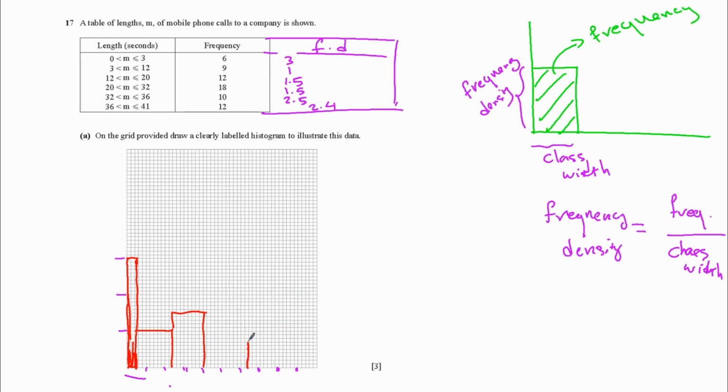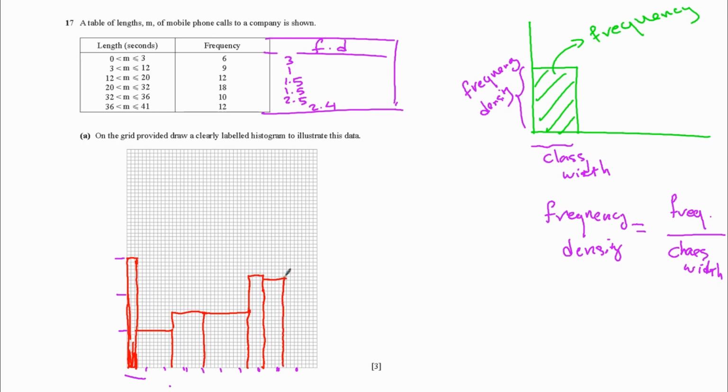Then 2.5 is for 32 to 36. So this is 36, and I'm going up to 2.5, somewhere around here, coming across and connecting here. And finally, I have 36 to 41, and that is 2.4, which is 1 tenth less than 2.5. So that is up to 41. I'm just going to continue doing that. So this would be the histogram.